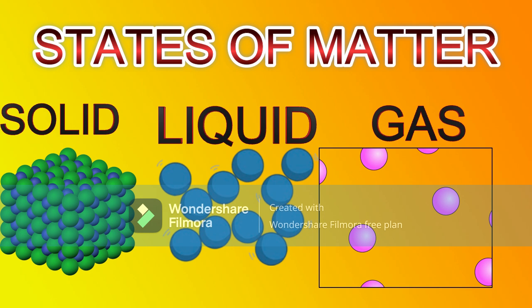Now going to the gaseous state. Gases do not have a fixed shape or fixed volume. Gases can be compressed. There is no force of attraction between the particles. It is low in density. They can flow just like fluids.